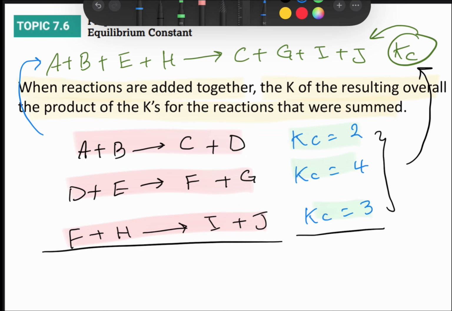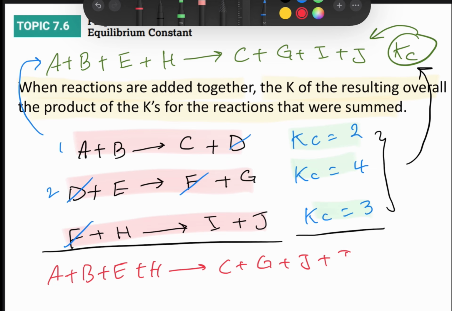So for example, if we add equation 1, 2, 3 to each other, we can see that the product D is cancelled with reactant D in the second equation. And the same thing is repeated with a second equation for F product with reactant F. And if we add them after canceling these species, you will add A plus B plus E plus H produces C plus G plus J plus I, which is the same as the one above.